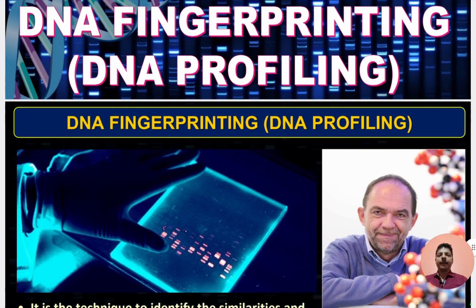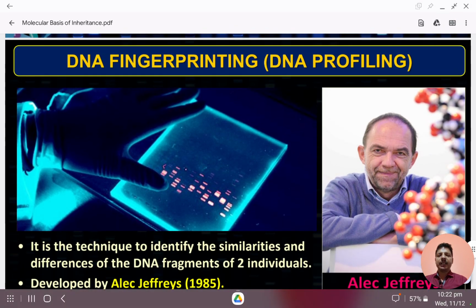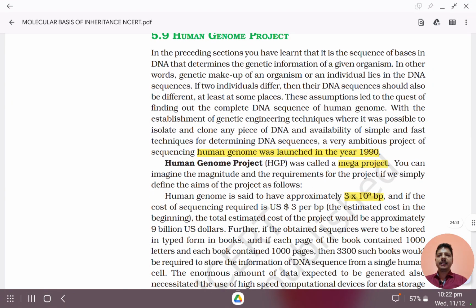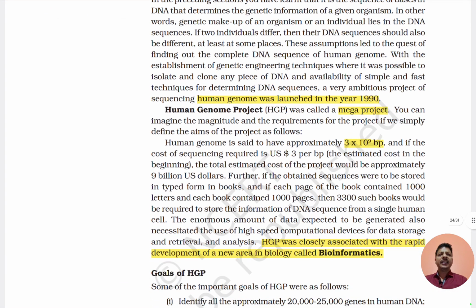DNA fingerprinting. Before starting this, let's see what your NCERT says. Human Genome Project. The same points are given. Launched in the year 1990. It is a mega project of approximately 3 into 10 to the power 9 base pairs. And if the cost of sequencing requires $3 per base pair, then the estimated cost will be $9 billion US.